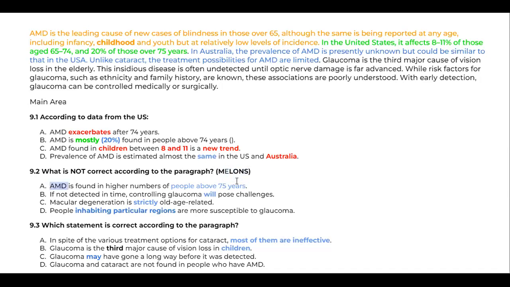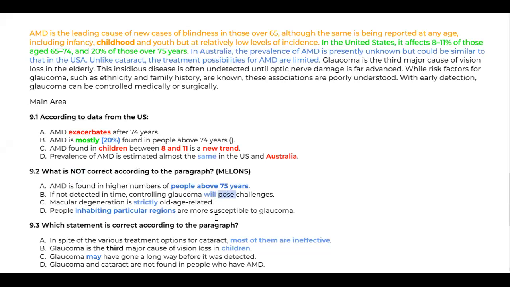Okay, AMD is found in higher numbers of people above 75 years. AMD is found in higher numbers, whether it is Australia or America, we are not concerned about that now. So AMD is found, yeah, so this is a mention. This sentence is a correct one. All right. So that means we are looking for what is not correct. So this is eliminated.